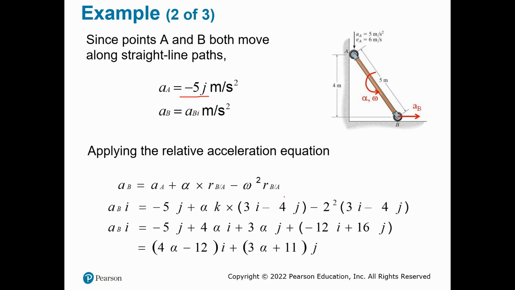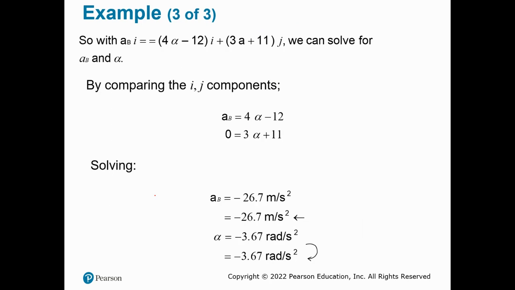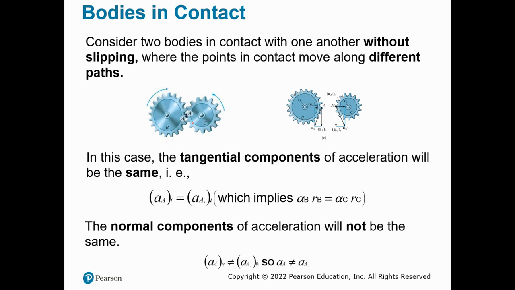Now keep in mind that it looks like one equation, but since it's a vector equation, toward the end we're going to separate the I and the J's, so there are really two equations in there to help us solve two unknowns. And the two unknowns are your AB and your alpha. Okay, that's our first example.